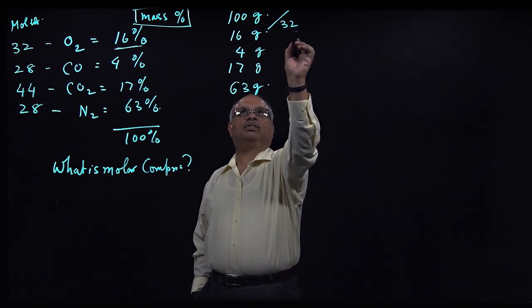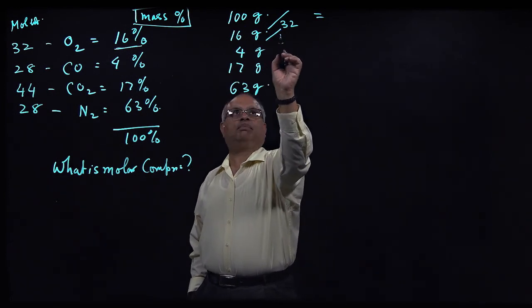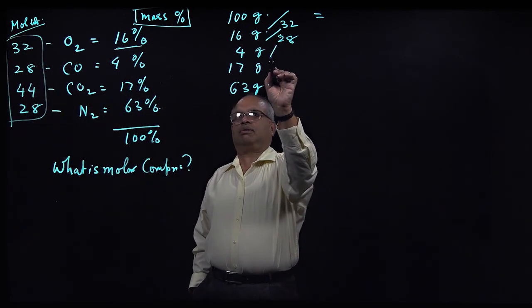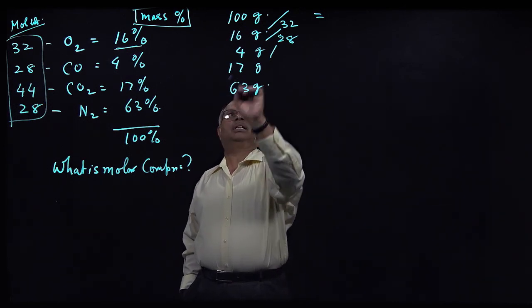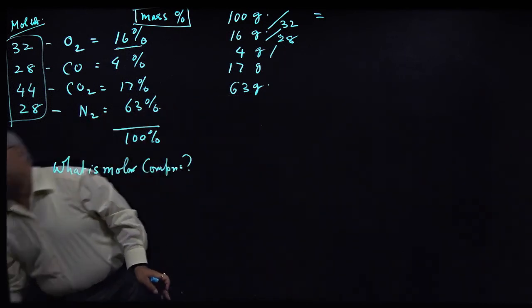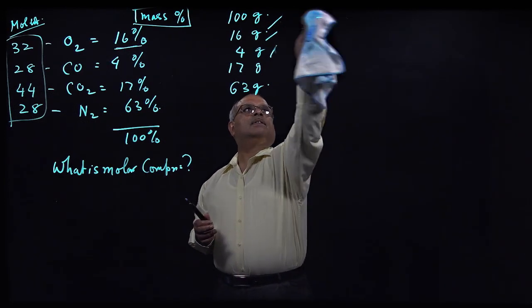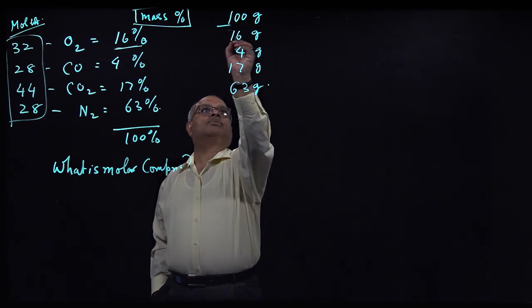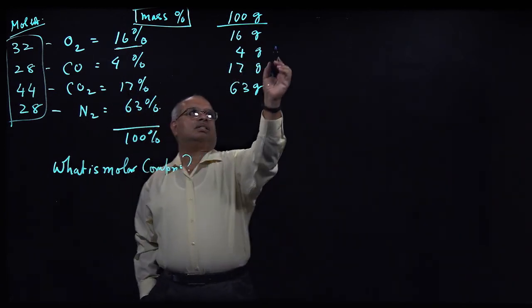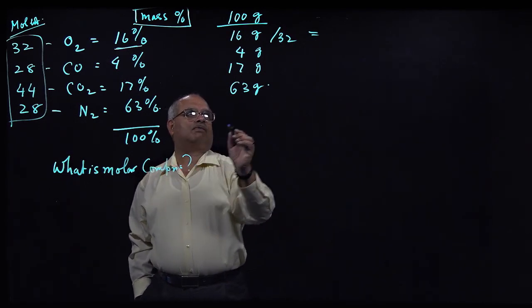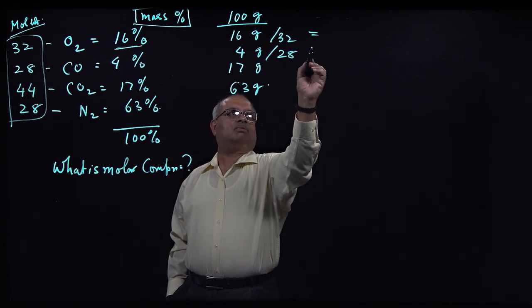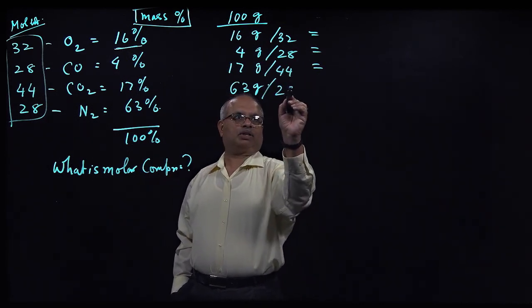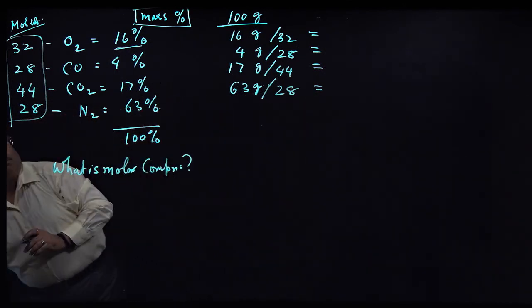So this divided by 32 will give us the oxygen. And this divided by 28, I've given here the molecular weights listed. So this 4 grams, this is the total. I'm sorry here. Okay, 100 grams is the total mass. 16 grams is O2 here. 16 divided by 32 will give us the moles of oxygen. 4 divided by 28 will give us the moles of carbon monoxide, CO2 similarly divided by 44, and here nitrogen divided by 28. That'll give us the number of moles of each of these compounds.